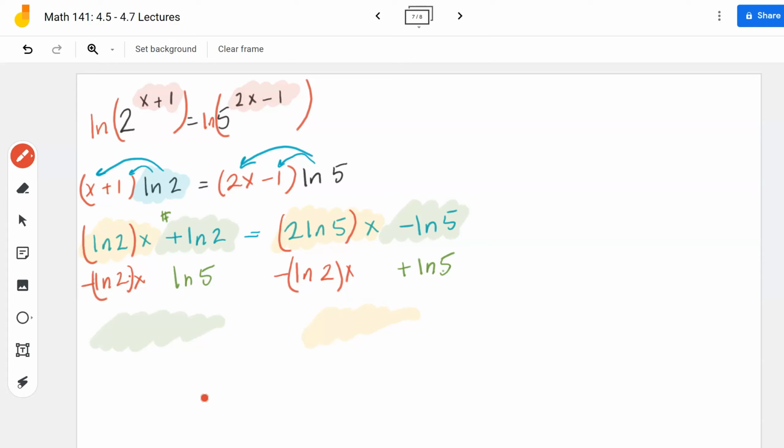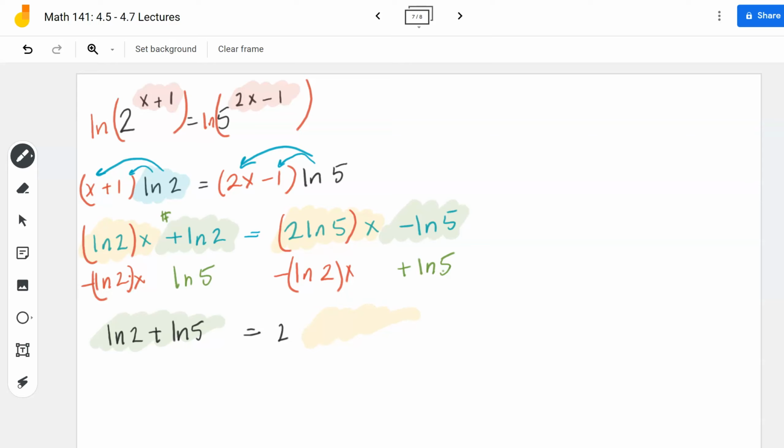So now we're at our final two sides, right? So this side is the ln of 2 plus the ln of 5. That's why I did it that direction, otherwise I'd have two negatives, and I hate that.